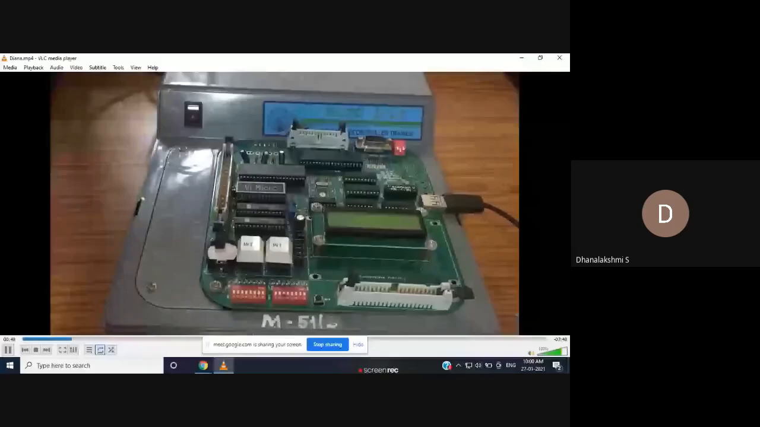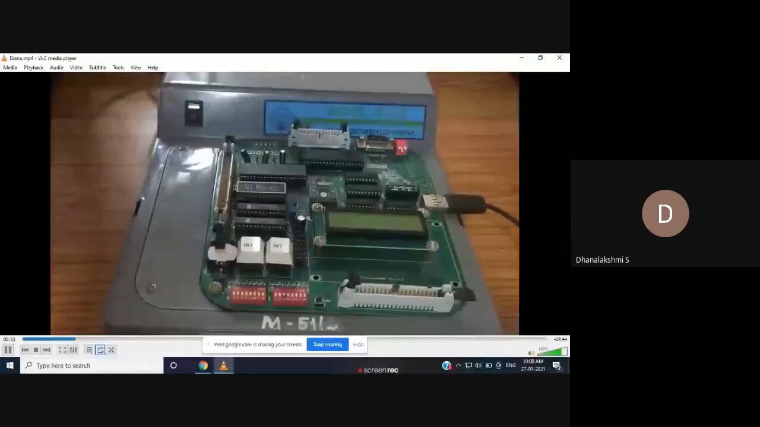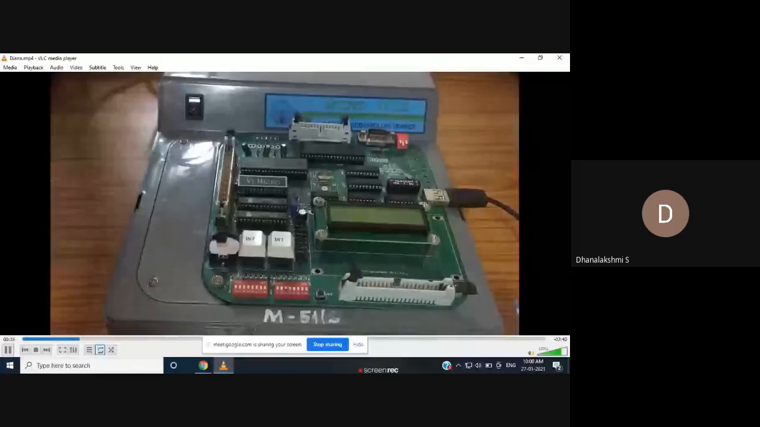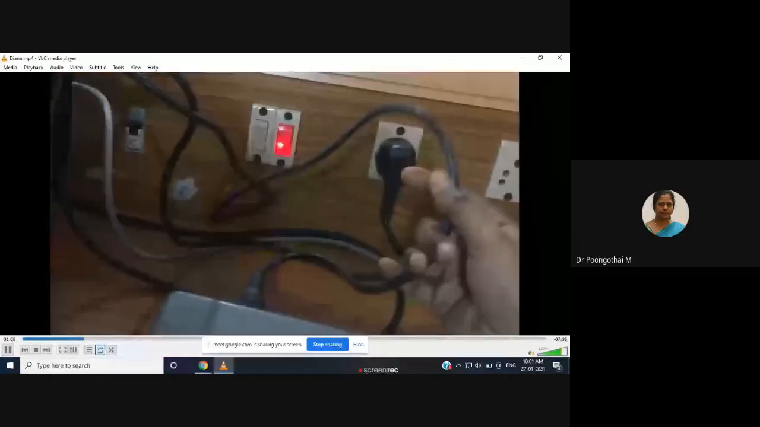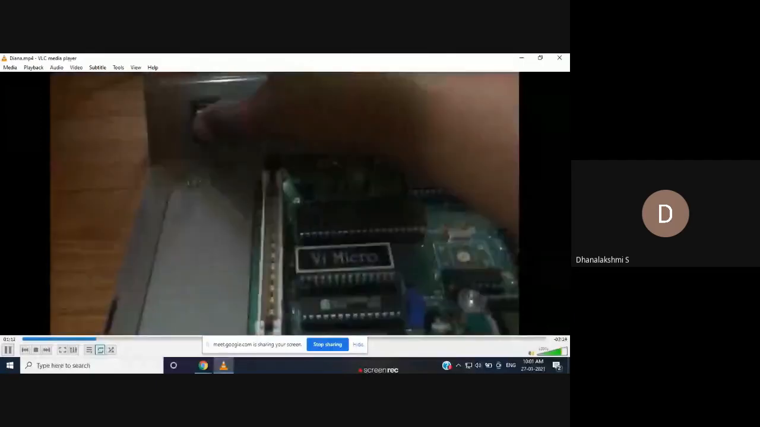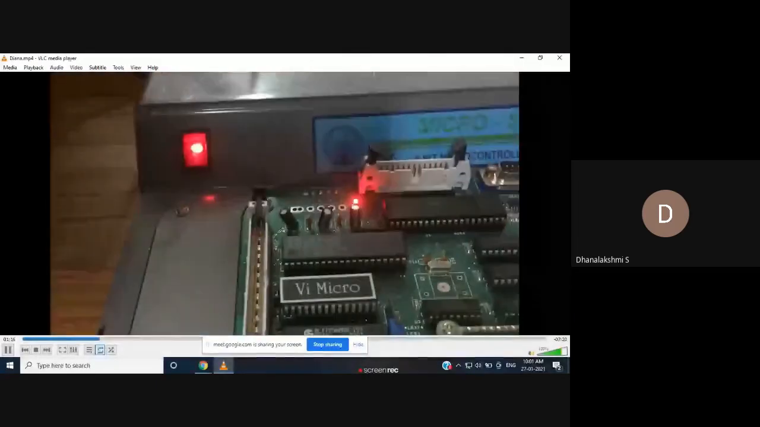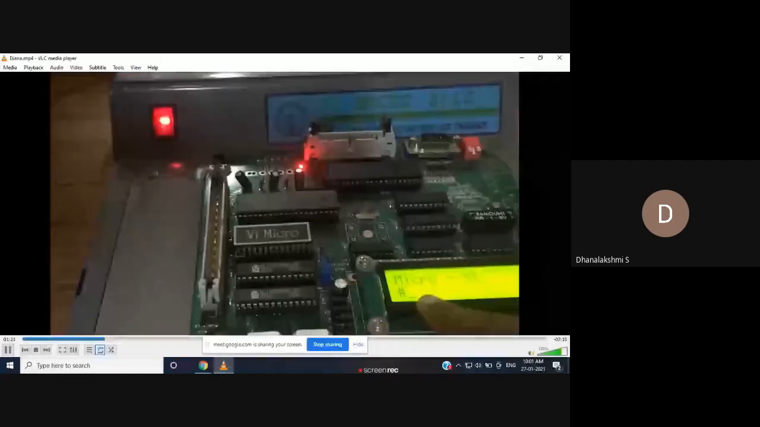So we will now see the detailed information regarding the parts of the kit. Initially the kit has to be connected to AC mains. So this is the cable, and this is the power supply. It has to be connected directly to the 230 volt AC main. And once it is plugged in, this button should be on. And there is an LED here, and this LCD display will be on to ensure that this kit has been powered up.